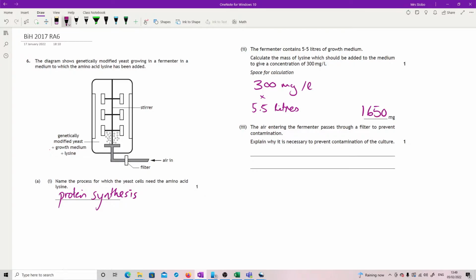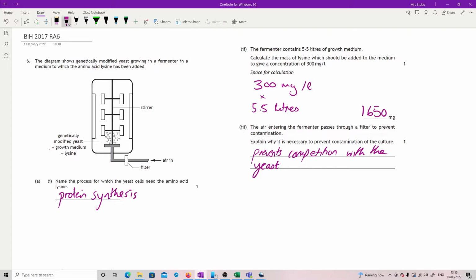Okay, the air entering the fermenter passes through a filter to prevent contamination. Explain why it is necessary to prevent contamination of the culture. Okay, so we need to stop contamination because we're basically trying to prevent competition. That's the best one I think you can go with. Okay, so this prevents competition with the yeast. Okay, so we don't have a problem with it losing its resources or anything else.